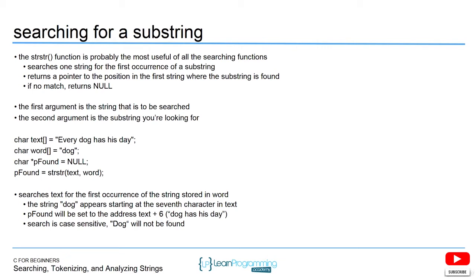The string "dog" appears at the 7th character in text. If you look, text sub 6 is going to be equal to "dog", and that's where it starts. So the pointer is going to point to the address of text plus 6, "dog", and it's going to start there, and then it's going to go to the null terminator. So pFound is going to be "dog has his day". And also be careful because the search is case sensitive. If you actually provided a capital DOG, you're not going to find anything. It's only going to look for the correct case. But this is used to find substrings in strings.